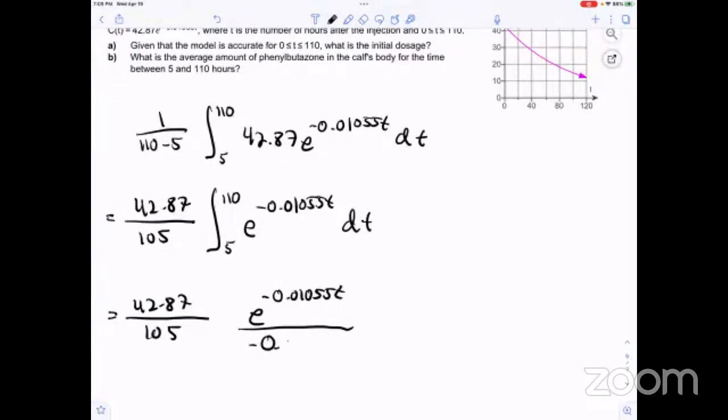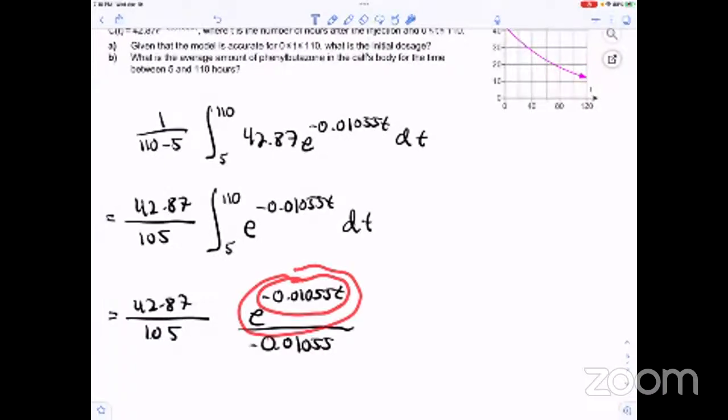All right, and the way you can tell is you check by taking the derivative. If we take the derivative of this, we're going to get itself back times the derivative of the power. So these are going to cancel and we'll finish with what we want. All right, and we need to evaluate this as t goes from 5 to 110.